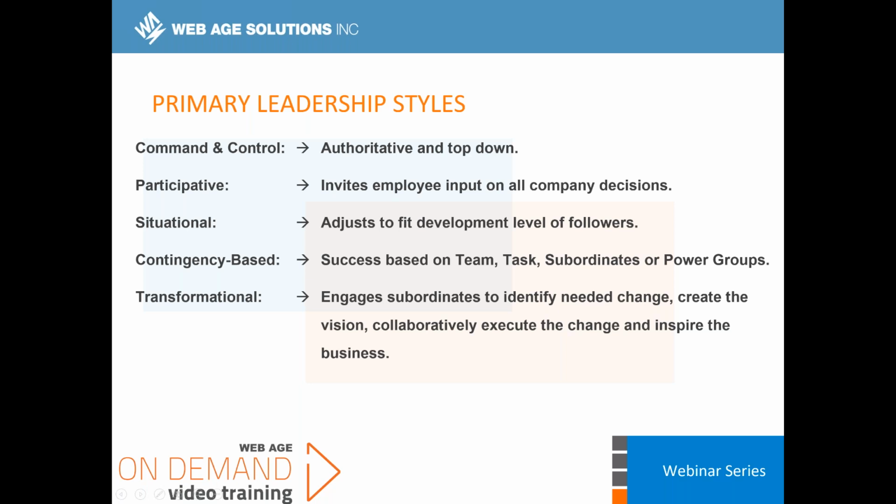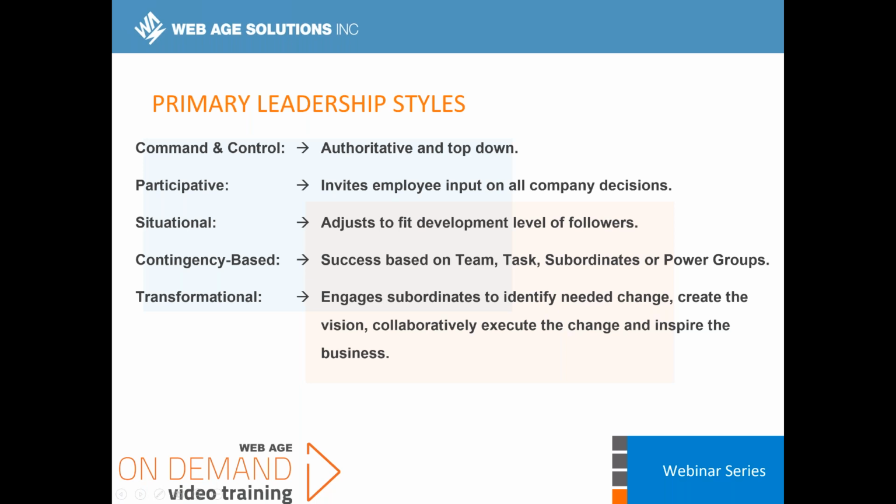Contingency-based leadership: success is based on the team or the tasks and the power groups. You can have a power group that's totally controlling what's happening in your business and maybe slowing you down or taking you in a direction that is counter to where your customer wants to go. And so contingency-based is basically saying my leadership success is contingent on all of these other forces.